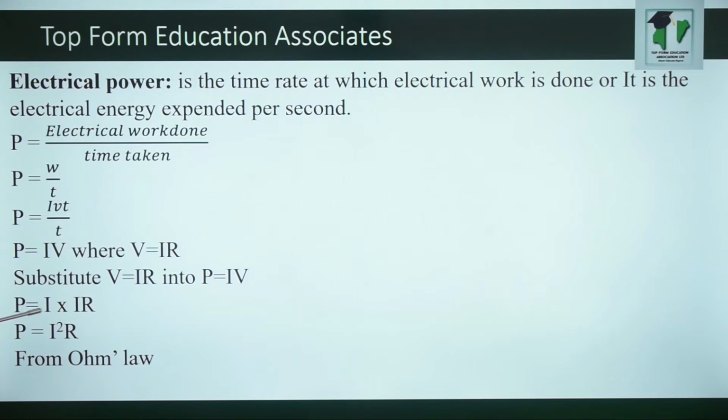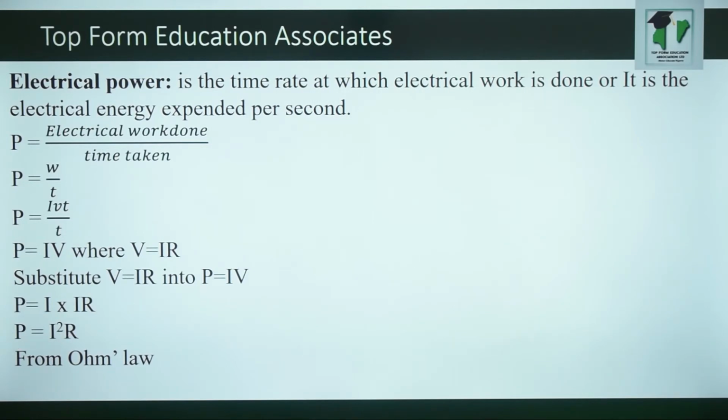P is equal to I, which is here. Now, whenever you see V, you put what? IR. So we have I times IR, giving you P is equal to I squared, since I times I gives you I squared, times R. That gives you P is equal to I squared what? R. Is that okay?